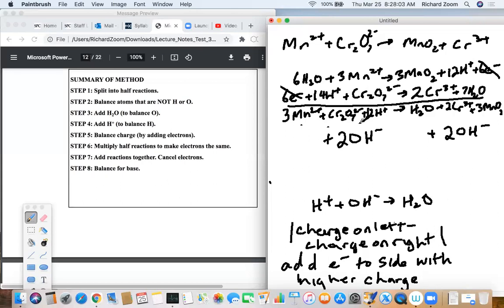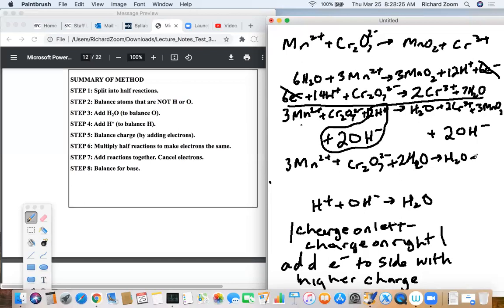So what we're doing here is, if we look at the 2H pluses and the 2OH minuses, that's going to give water. So it'll be 3Mn2 plus plus Cr2O7 2 minus plus 2H2O gives H2O plus 2Cr3 plus plus 3MnO2. And you can see now we've got water on each side. So this cancels with one of the waters, and this would be the reaction that's balanced for base. There'll be plus 2OH minus, sorry, down here.